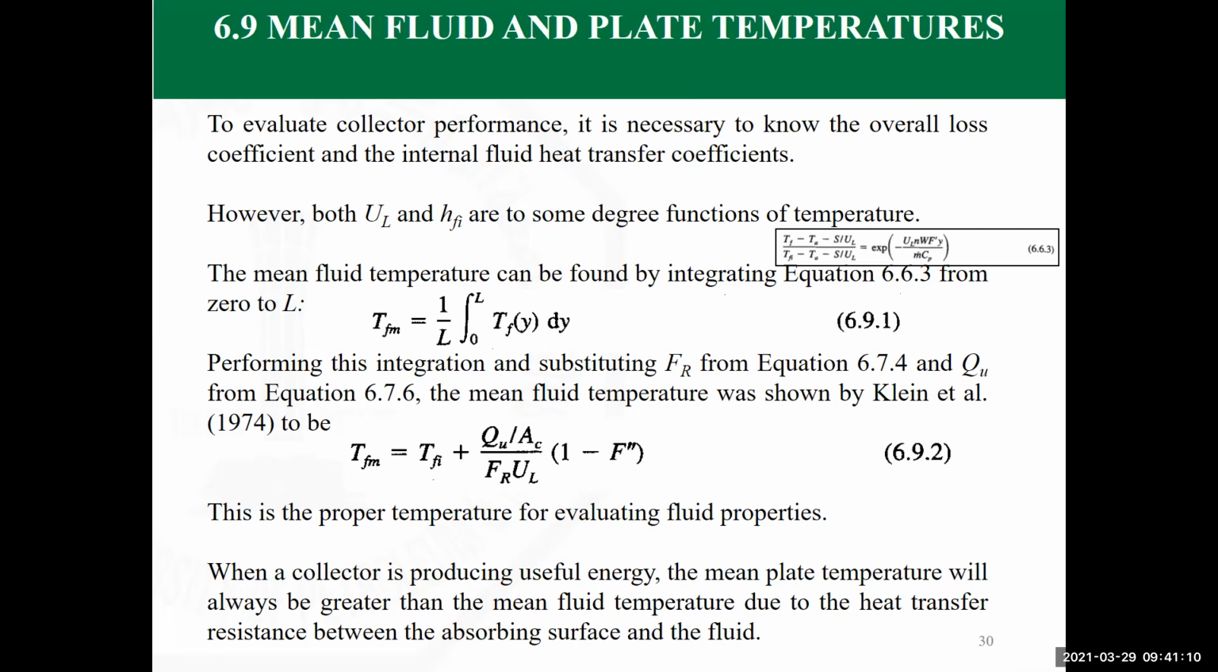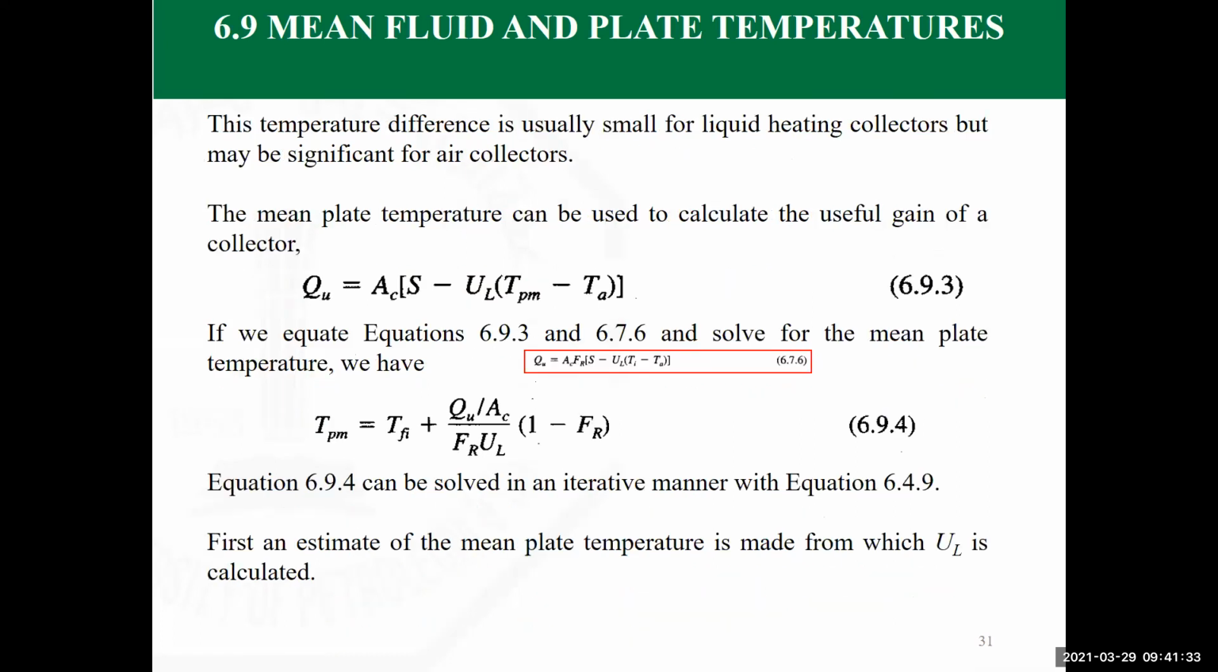When a collector is operating correctly, providing useful energy, the mean plate temperature is always going to be greater than the fluid temperature. Basically, the absorbing plate is heated first, and then that heat is transferred to the fluid. So we always expect the absorbing plate to be at a higher temperature than the fluid, and then heat will transfer from the high temperature to the low temperature side. In equation 693 here, you see the expression of QU given as a function of the mean temperature.